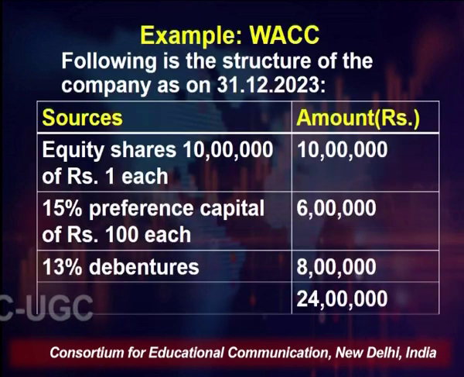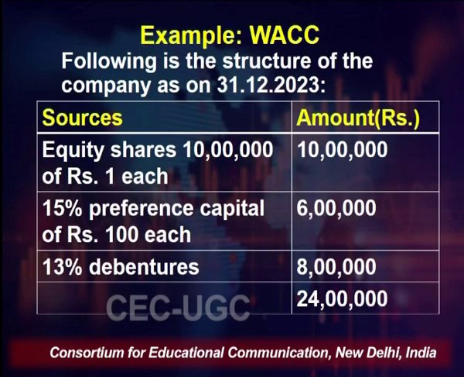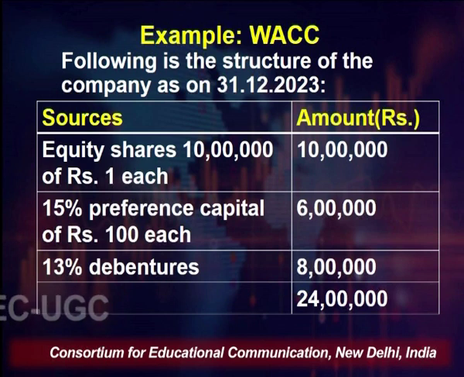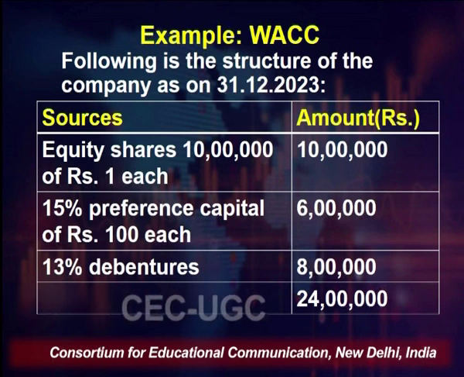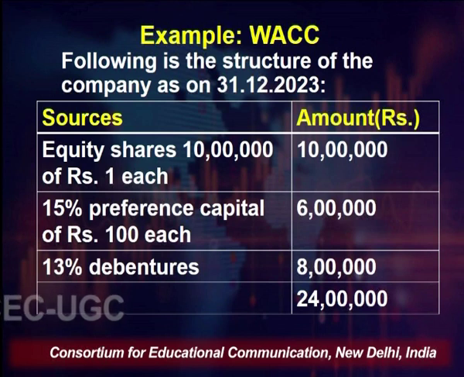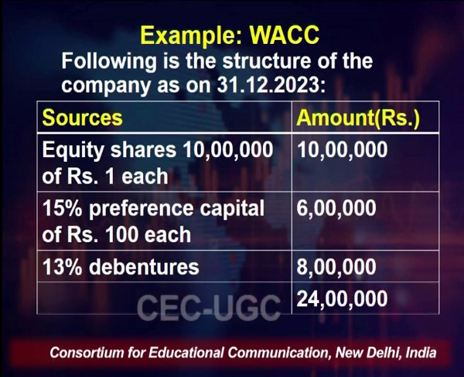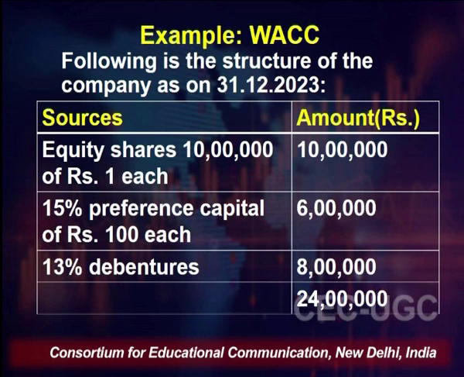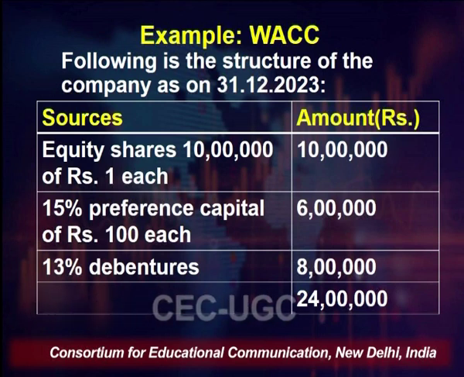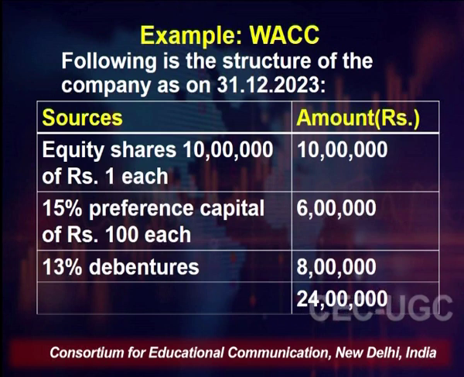Let us see this with the help of an example. The capital structure of the company is presented in the table. This company has 10 lakh equity shares of rupees 1 each, so the amount of equity share capital is 10 lakh. They have 15% preference shares of rupees 100 each, amounting to 6 lakh. They have 13% debentures for rupees 8 lakh. So, the overall capital structure of the company is 24 lakh.